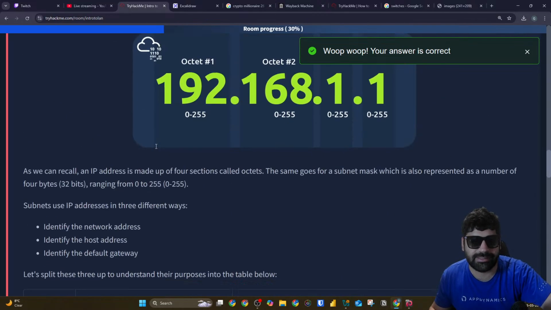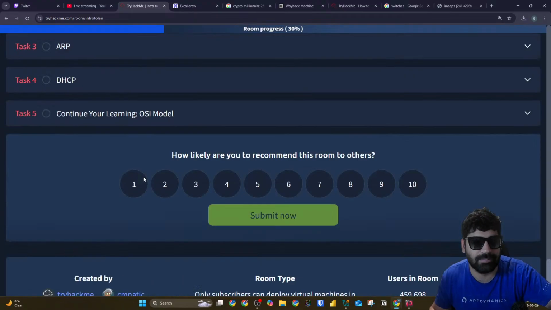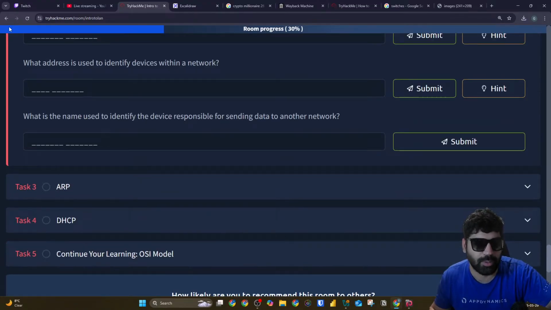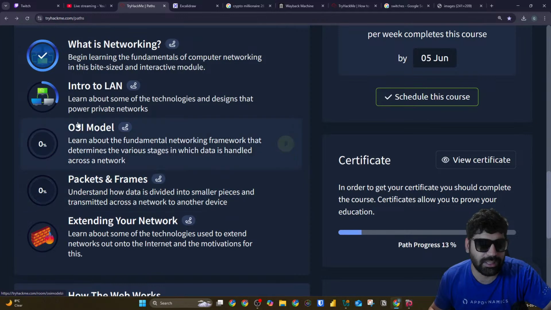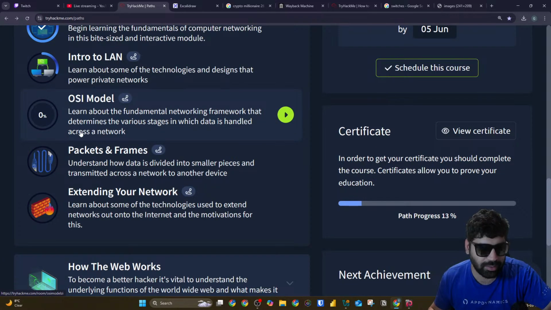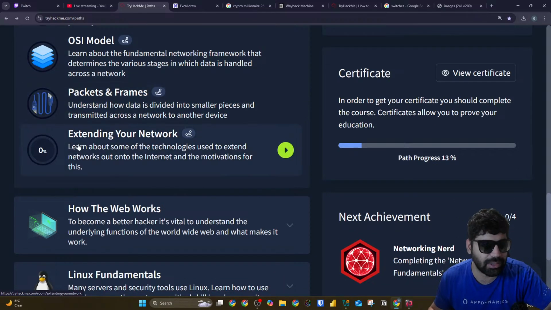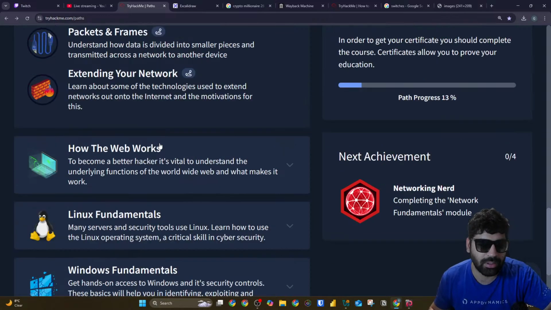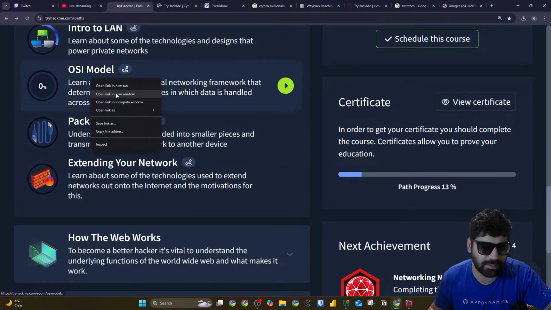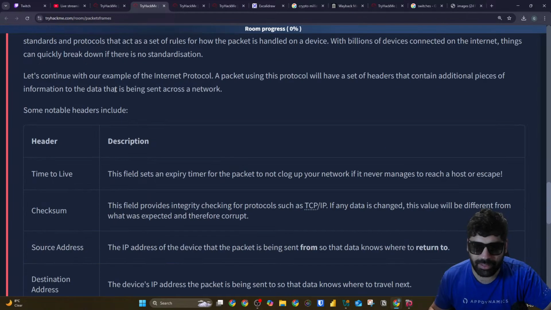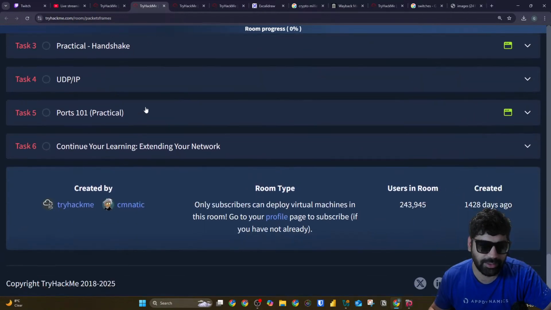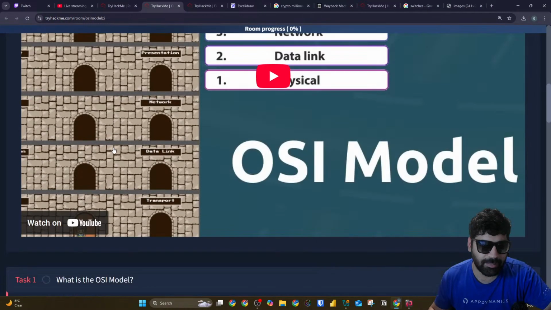Let's see what this one is. Subnetting is an interesting topic, but I will leave it for today. So tomorrow we have this. ARP and DHCP are both important protocols and important commands to use. If we do this tomorrow, and OSI, we can cover how things work, which is very important for a hacker. Packets and frames and extending your network. So I think we can cover this completely tomorrow. Not much here. Packets and frames, TCP, UDP, ports 101. OSI model, the next one.